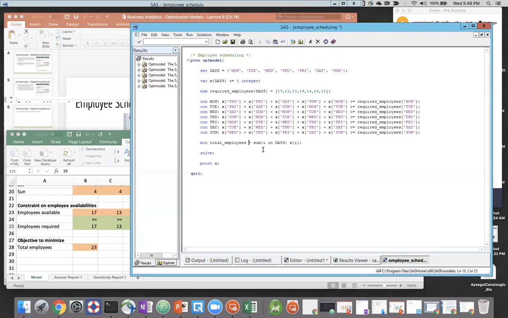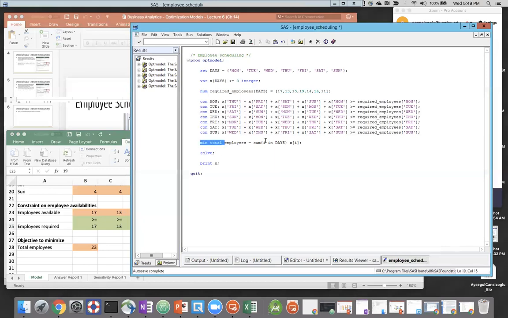Like for each day, we need to figure out which people starting on other days are going to be still available, and then sum them. And then they need to be greater than the input variable given to us. After that, basically, this is all the constraint.